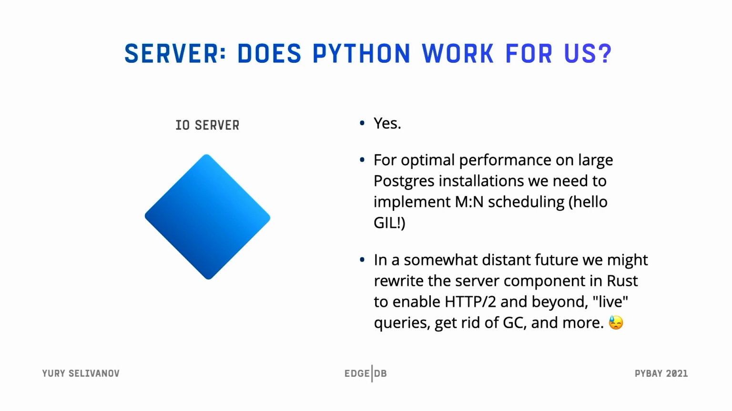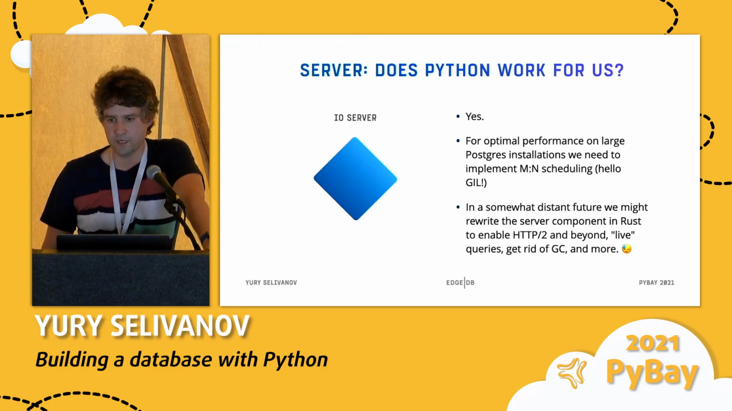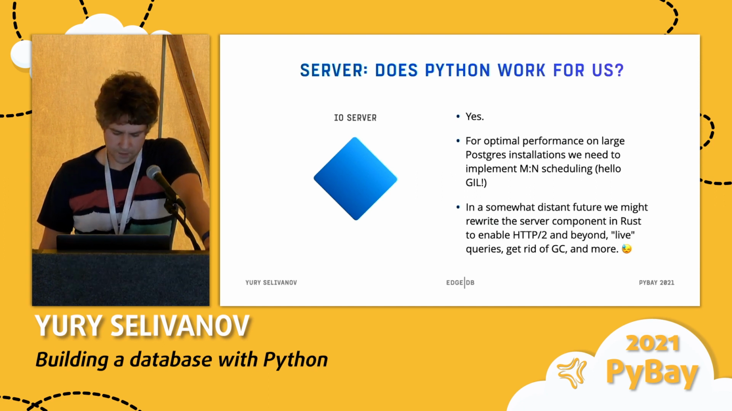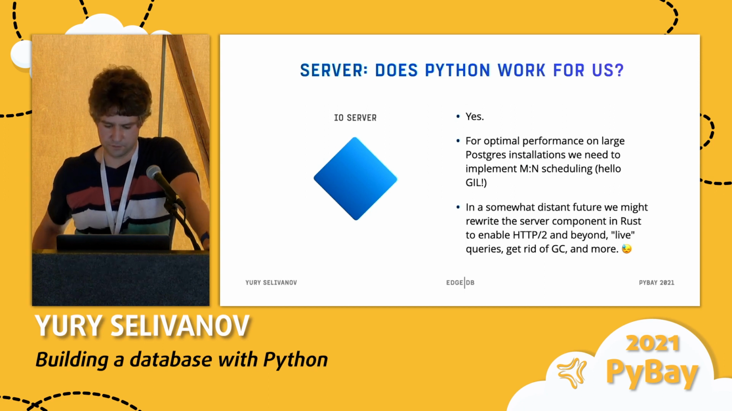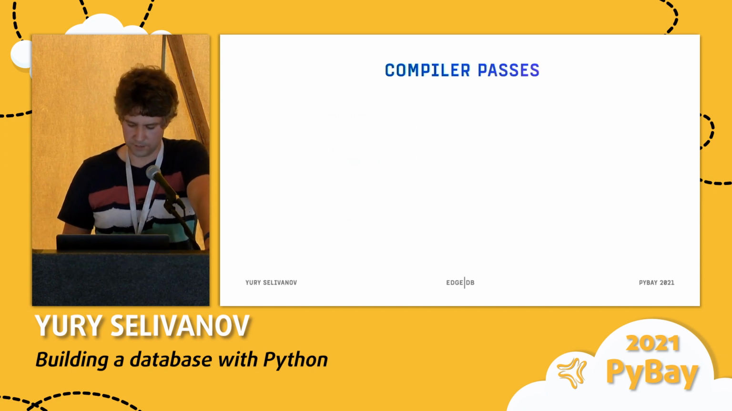In the somewhat distant future, though, we might actually consider rewriting the server part of HDB in a language like C++ or Rust, simply because we want to support things like HTTP2 and HTTP3 and live streaming and get rid of GC pauses in the I/O process. We might actually go that route. It's possible. It's still going to be a pretty involved project. So in the foreseeable future, it's unlikely that we'll be doing that. Python is definitely good enough. Maybe in the future we'll do that.